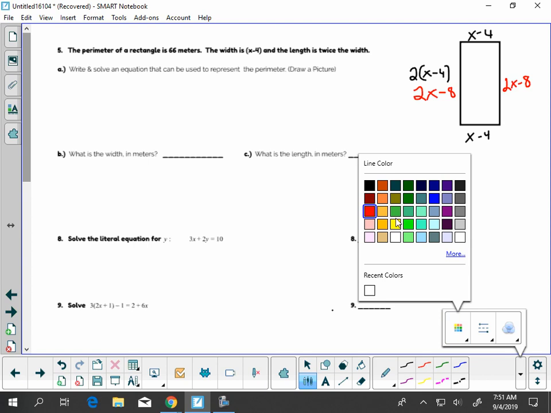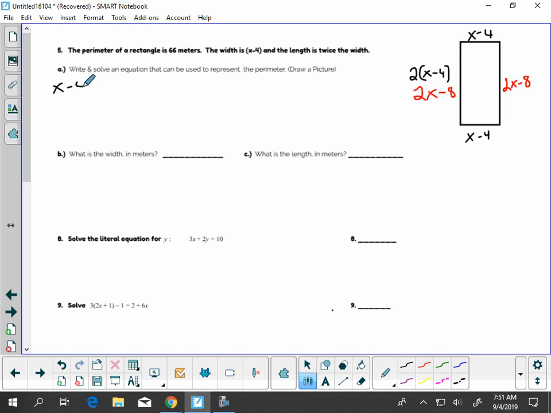Then I'm going to add up all of my sides. x minus 4 plus 2x minus 8 plus x minus 4 plus my last side, 2x minus 8. And that is going to give me 66. Combine your like terms, x plus 2x plus x plus 2x is going to give me 6x. Negative 4 minus 8 minus 4 minus 8 is negative 24.